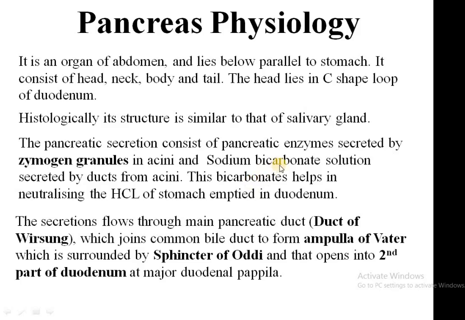This bicarbonate part of the pancreatic juice helps in neutralizing the acidity of the gastric juice passed from the stomach to the intestine. Then the secretions from the main pancreatic duct, known as the duct of Wirsung, join with the common bile duct to form the ampulla of Vater, a dilated portion. This ampulla of Vater is surrounded by the sphincter of Oddi, and this combined part of the pancreatic duct and the common bile duct opens into the second part of the duodenum at the major duodenal papilla.